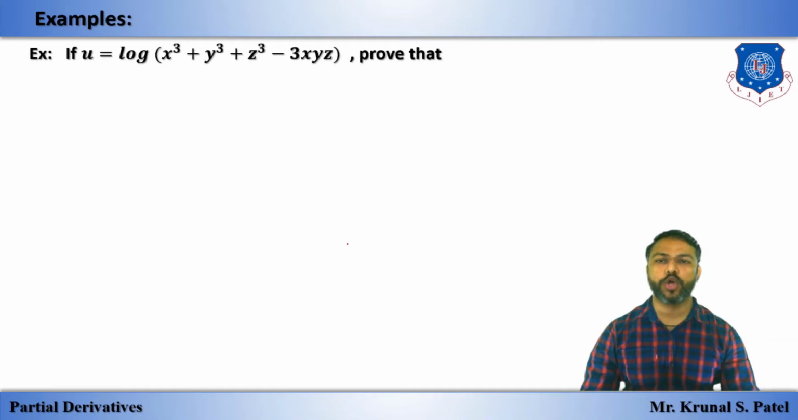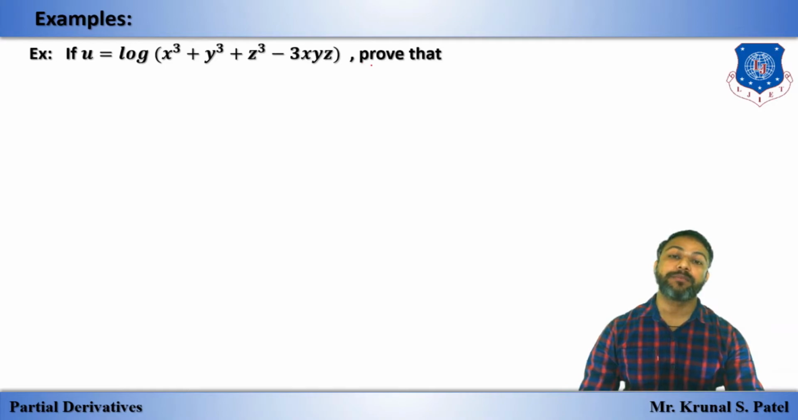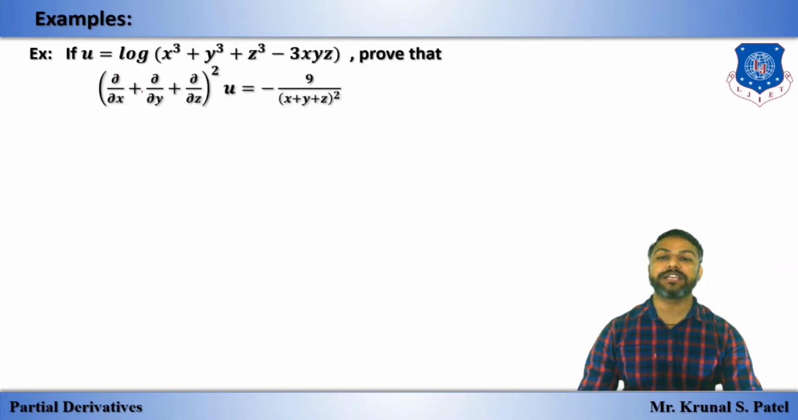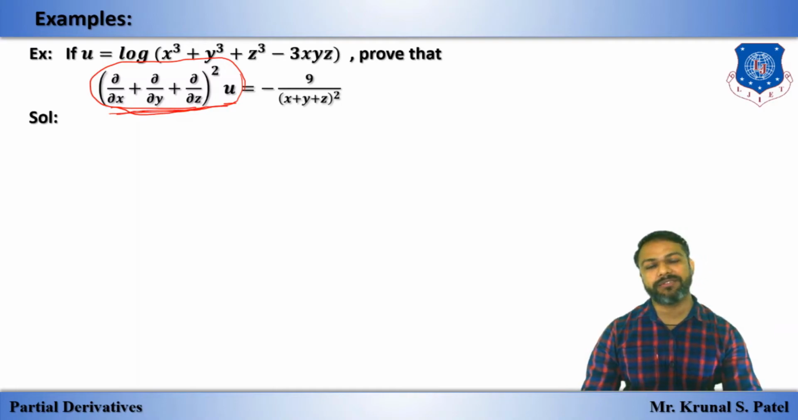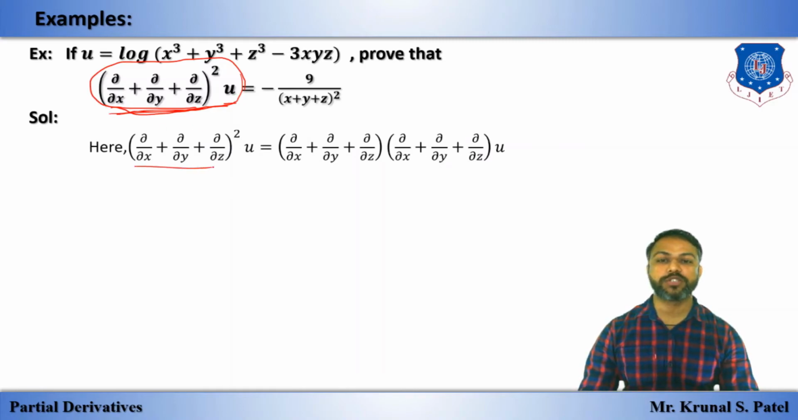If u is equal to log of x cube plus y cube plus z cube minus 3xyz, then prove that del by del x plus del by del y plus del by del z whole square into u is equal to minus 9 upon x plus y plus z whole square. Now, before starting this example, first we have to understand what is the meaning of this whole square into u. Okay, so let's have a look at the solution, and we'll understand first this left hand side, then we will start the solution.